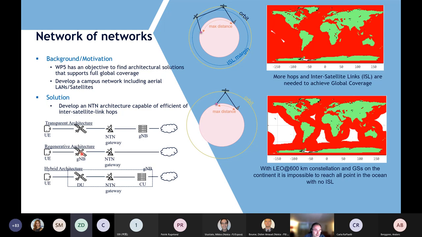The satellite has a base station, the base station in the satellite. So then we can do similar to D2D, we can do inter-satellite link hops.